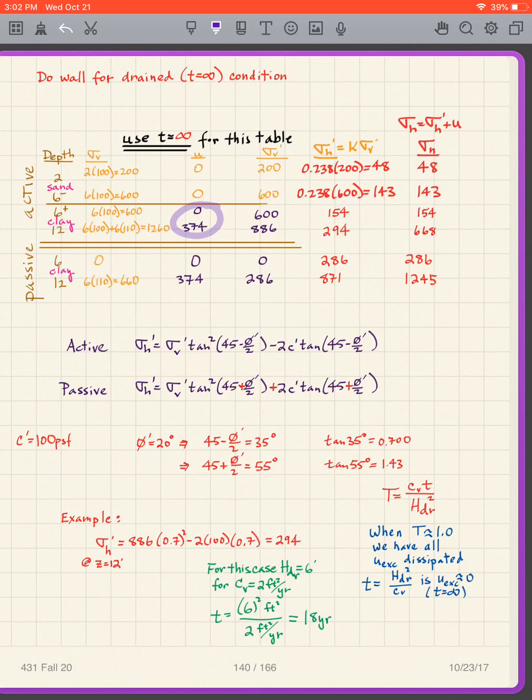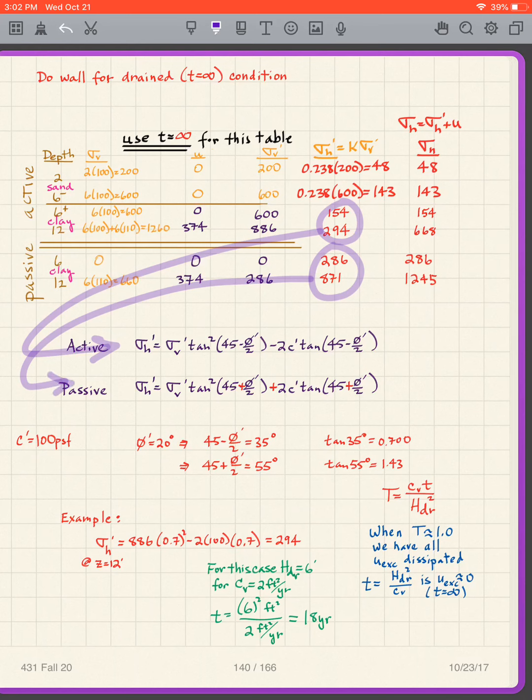So now what do I do? I get my U's. You can all get U from the water table. And then sigma V prime is sigma V minus U. But then my sigma H prime, how do I get that? That comes from this equation, and that comes from that equation. You can plug in those values. And so I get my sigma H prime, and then sigma H is equal to sigma H prime plus U. So that is how I get the results at the t equals infinity situation.